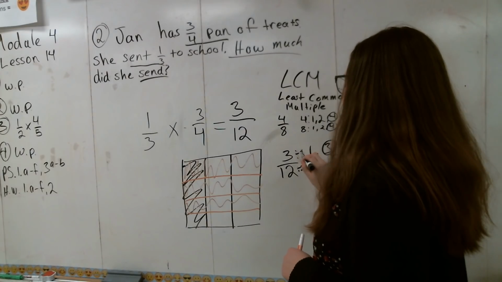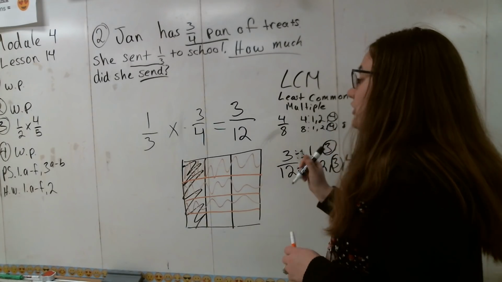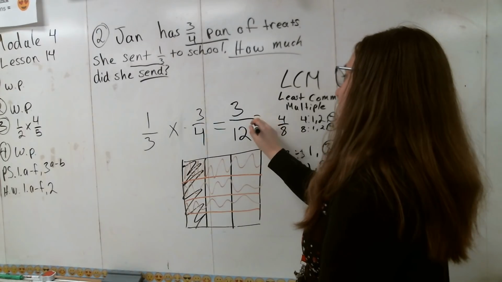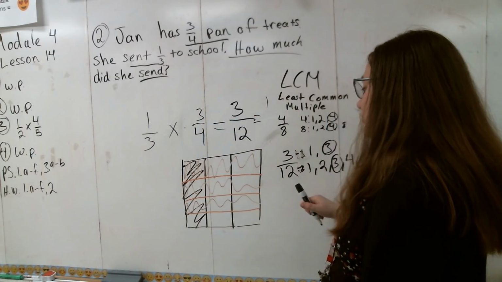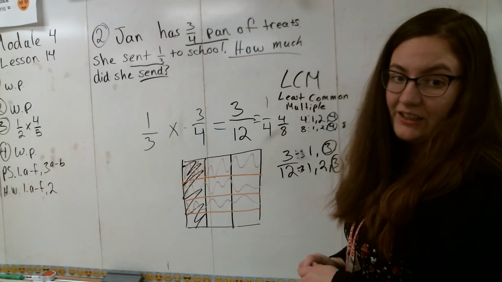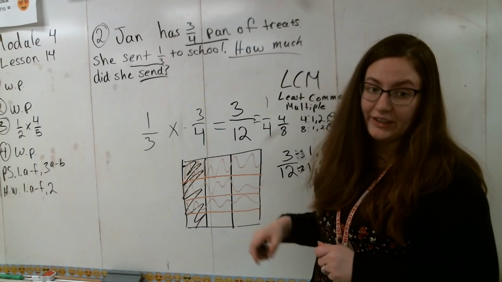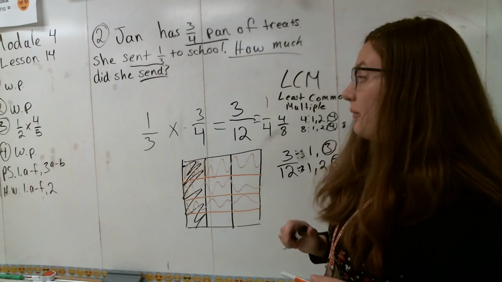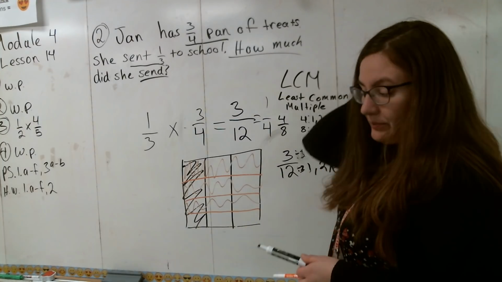3, just like that. So I do 3 divided by 3, which gives me 1, and then I do 12 divided by 3, which gives me 4. And my final answer for this problem is 1/4. So that's all we need to do for these.